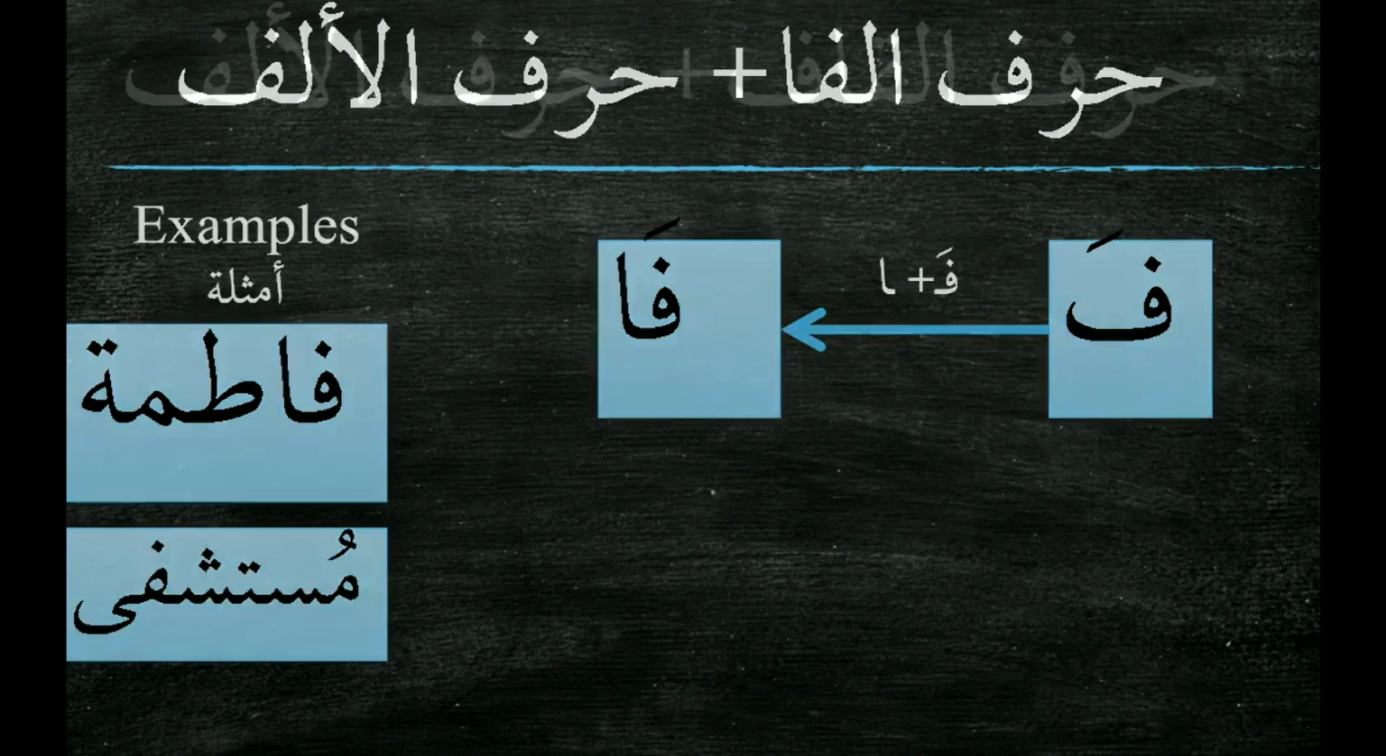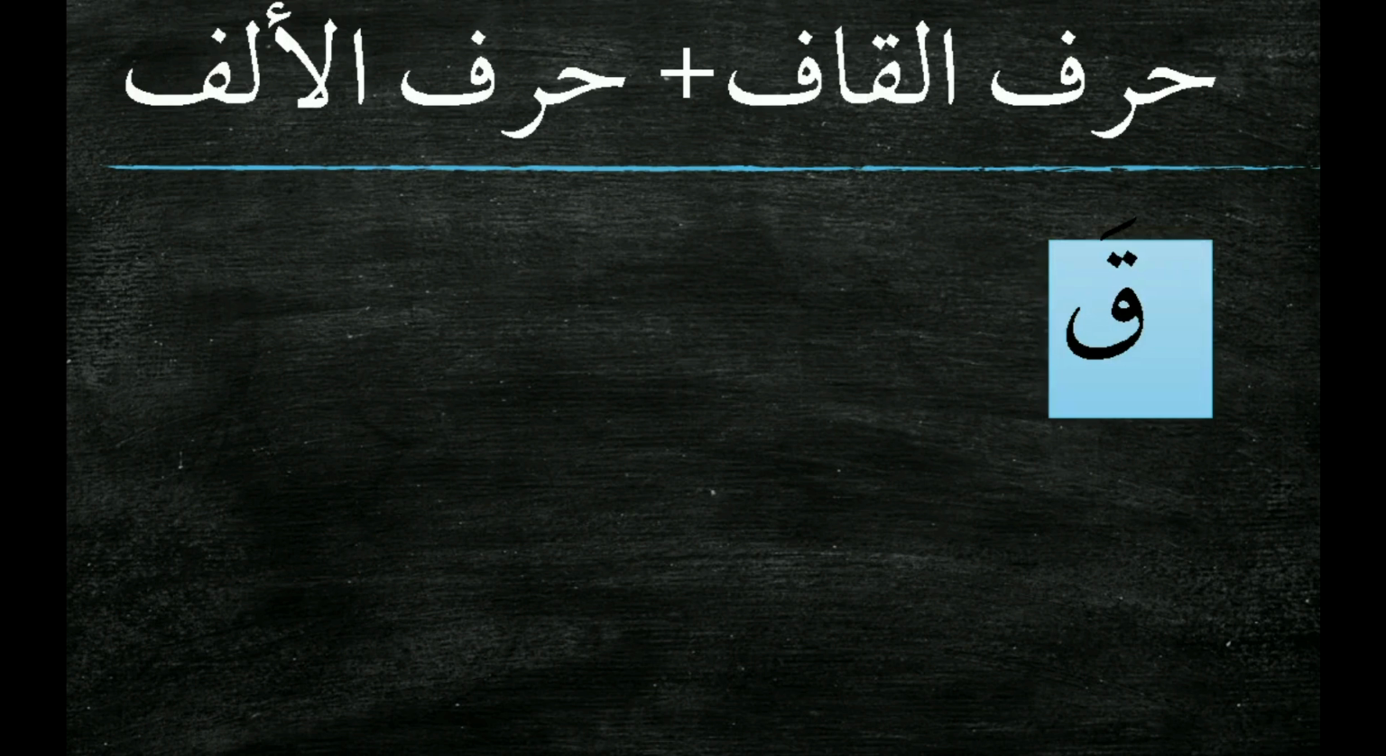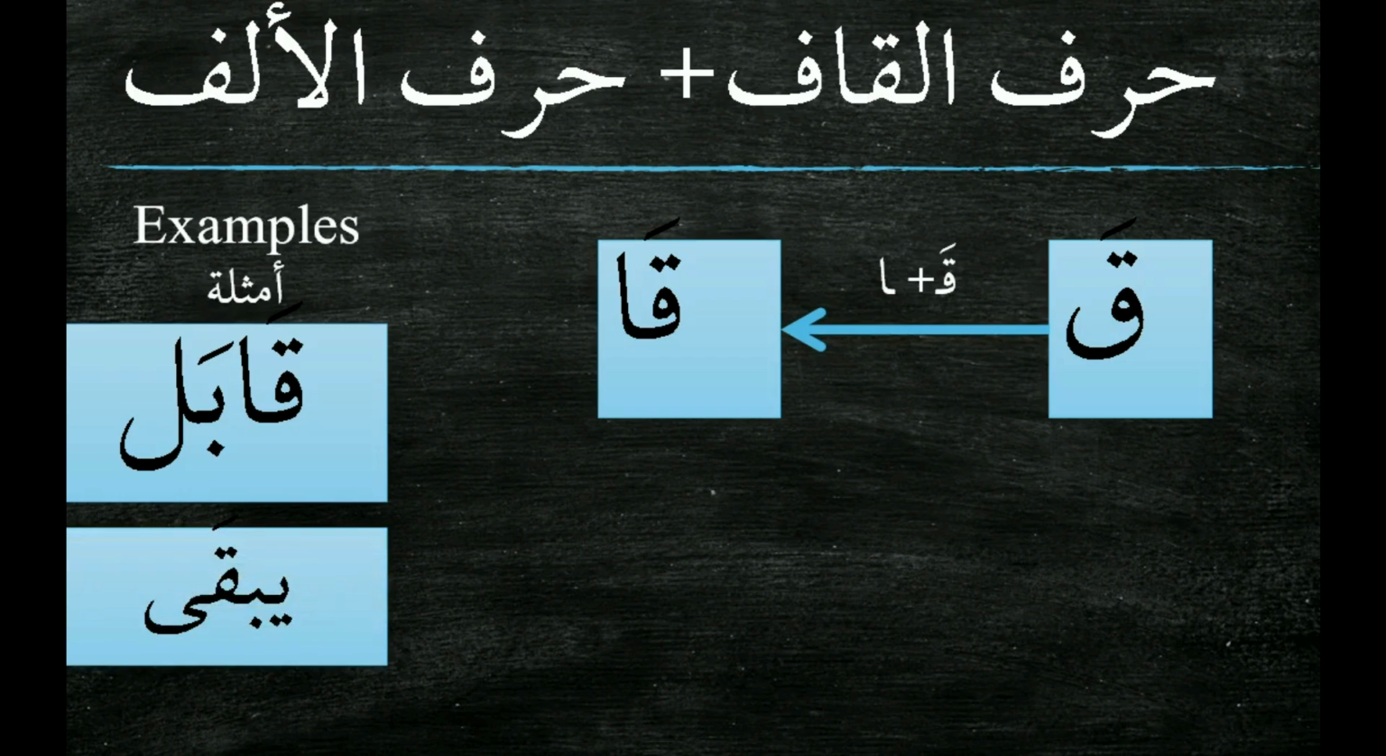Mustashfa, hospital. حرف القاف. Qaf has an elevation at the deepest part of the tongue, so it becomes qa. And qa, قابل, يبقى. You don't say يبقى the wrong ways. You say يبقى. Okay.